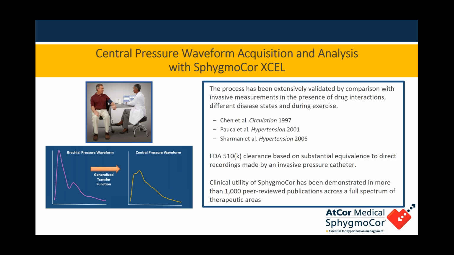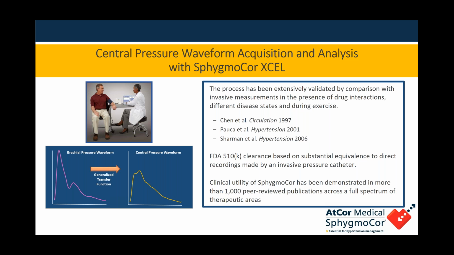So how do we acquire the central pressure waveform with the SphygmoCor XL? Well, this process was validated in multiple invasive studies, in both drug interaction as well as ambient states, in multiple papers, and it received FDA clearance. The brachial pressure waveform gets mathematically transformed via a generalized transfer function to a central pressure waveform that is accurate to within 1 millimeter of mercury compared to a centrally acquired blood pressure.